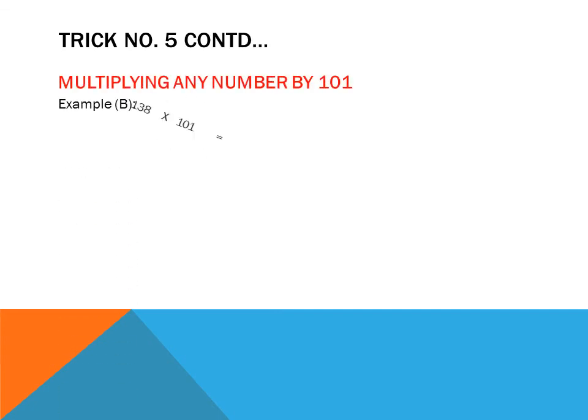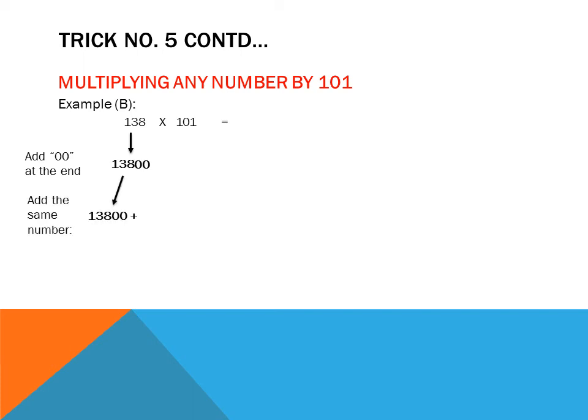Okay, let's take another example. 138 multiplied by 101. Okay, so the first step would be to add two zeros at the end of the given number, so making it 13800. The next step is adding the same number to the resultant value of step 1, 13800 plus the given number 138, which provides us the desired answer, 14076. So this is the answer.